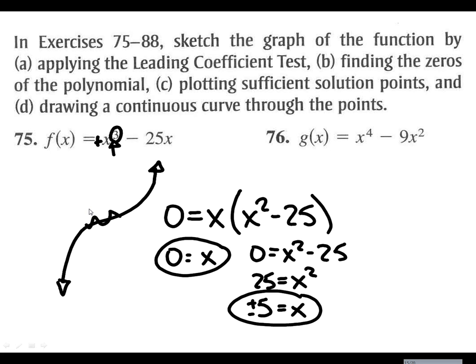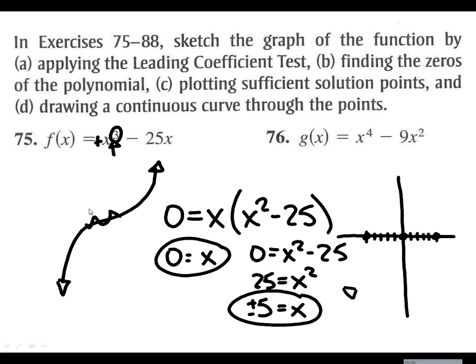Alright, so plotting sufficient solution points and drawing a continuous curve through the points, we can graph this without actually using our graphing calculator. We know it has to look like this, our original shape, and we know where some zeros are. So let's go over here. We know that we have a 0 at -5, and then 2, 3, 4, 5. We know that we have a 0 at 0, so it's going to cross there, and at +5. So we know 3 places where it crosses.